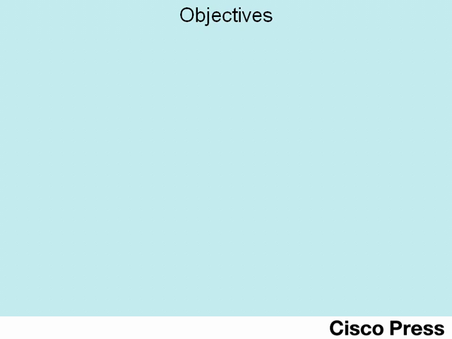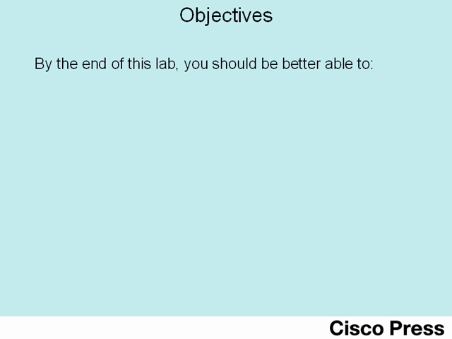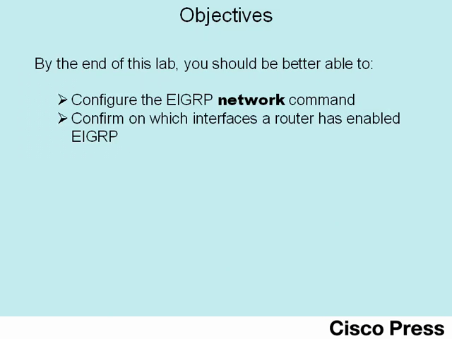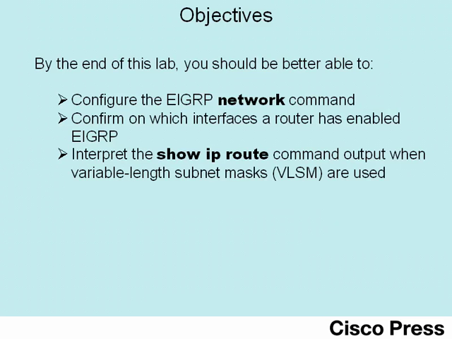This lab has three main objectives. By watching this lab, you should be better able to configure the EIGRP network command, in particular the two variations on this command. You should know how to confirm on which interfaces EIGRP has been enabled on a router, and you should have a good idea of how to interpret the output of the show ip route command, particularly when variable length subnet masking is used.